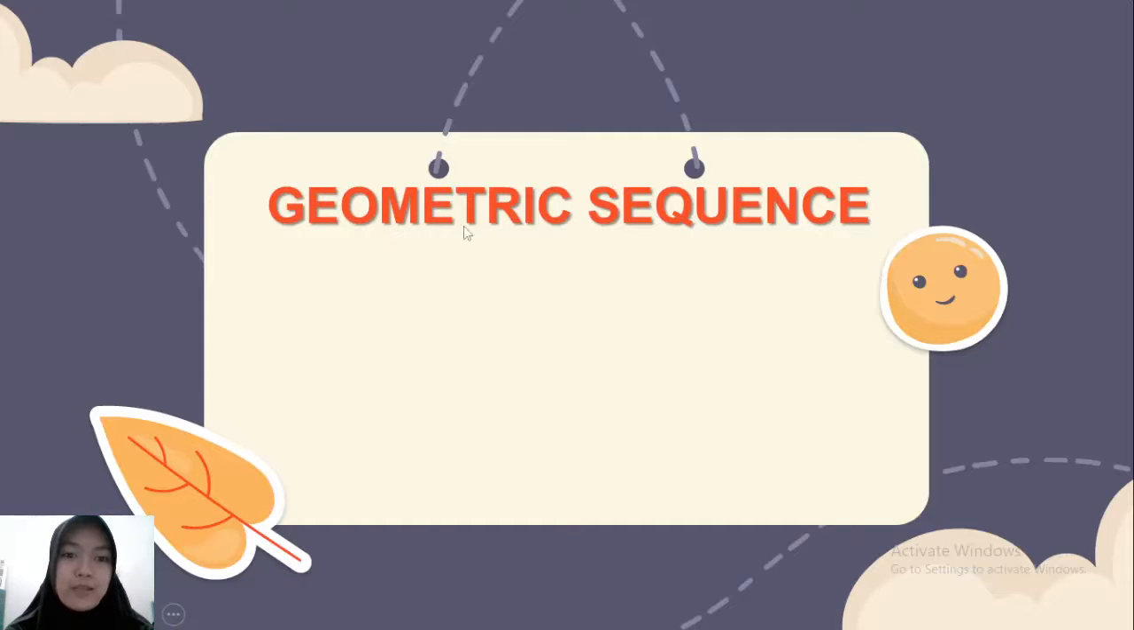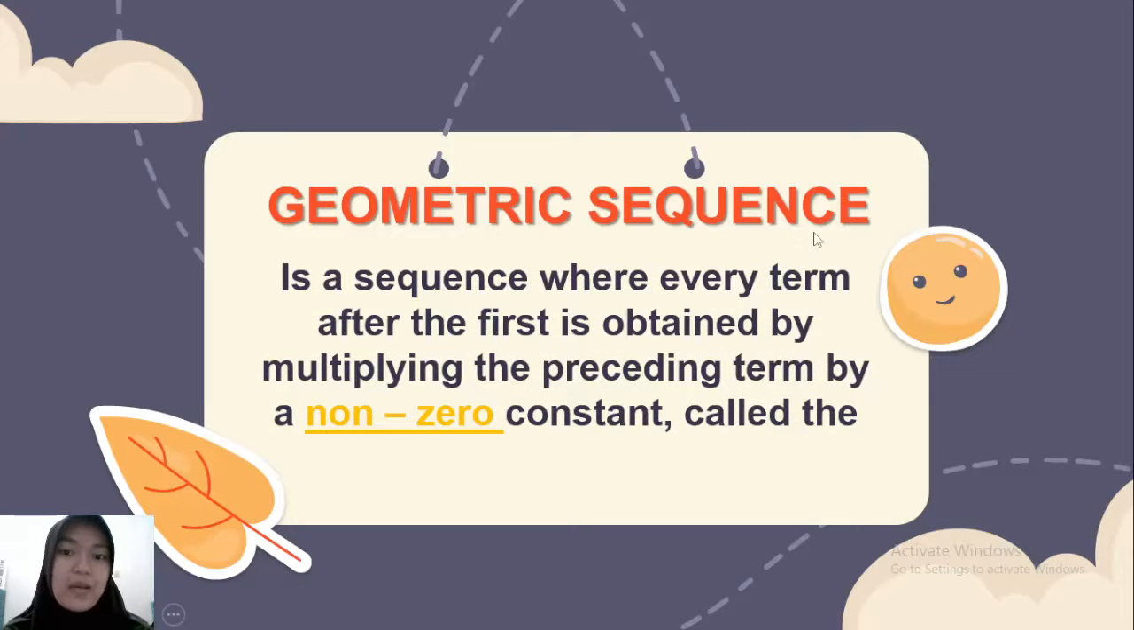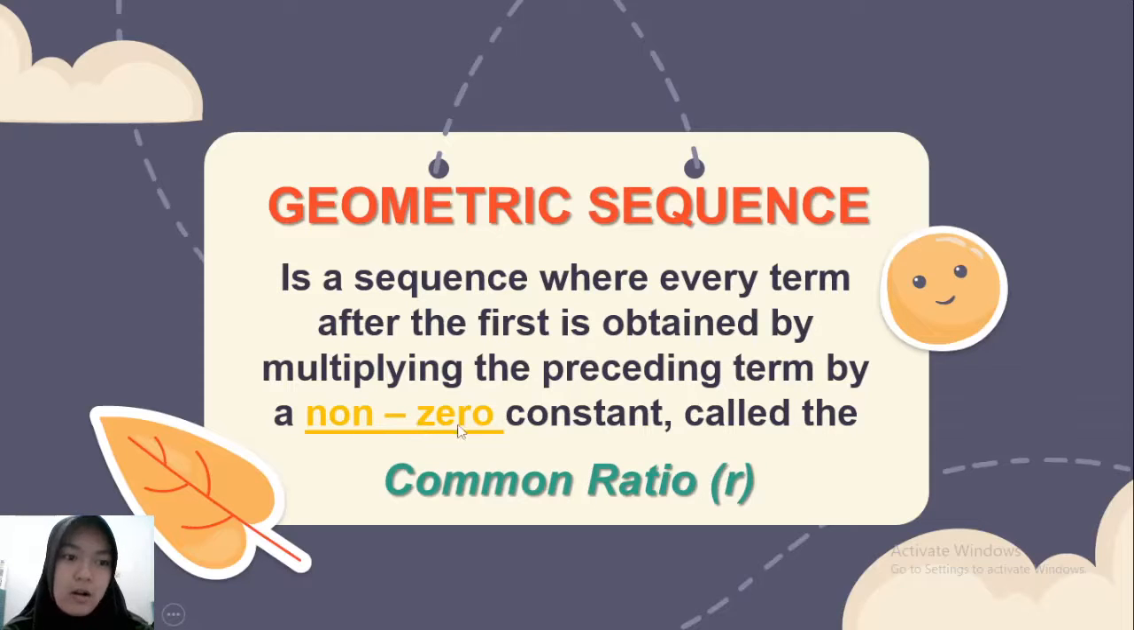Going back to the definition of a geometric sequence: a geometric sequence is a sequence where every term after the first is obtained by multiplying the preceding term by a non-zero constant, called the common ratio, represented by r. I emphasize here that the constant or common ratio should be non-zero. Then, what will happen if the common ratio is 0?